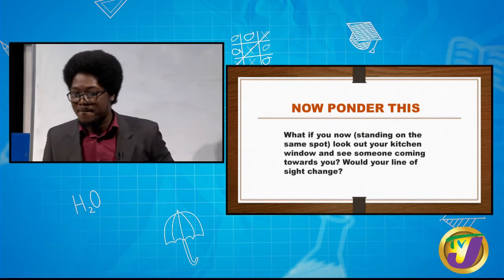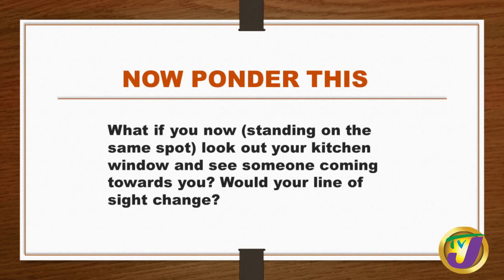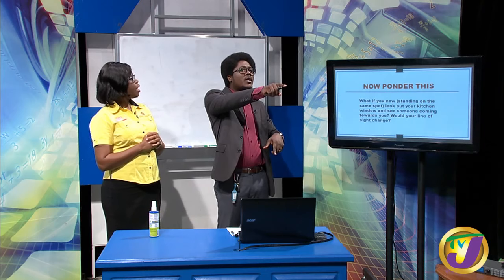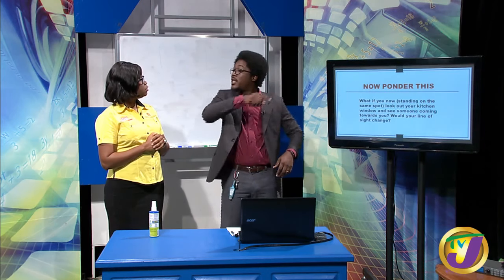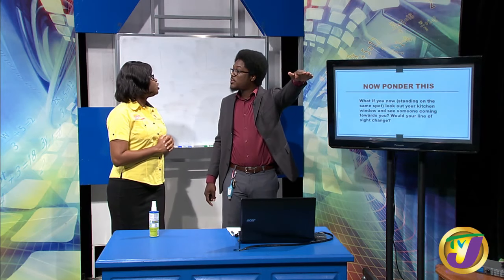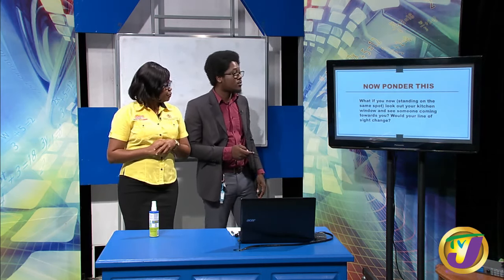Now, ponder this. What if you are standing on the same spot, looking out of your kitchen window, and you see someone coming towards you? Would your line of sight change? Well, I was looking down at my cat, and I am now looking through my kitchen window and seeing someone. My line of sight would definitely change, because now my line of sight is going to be horizontal.